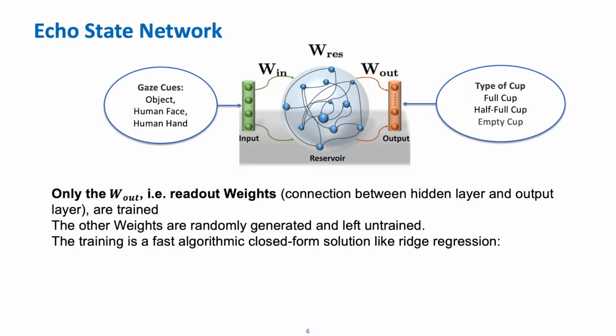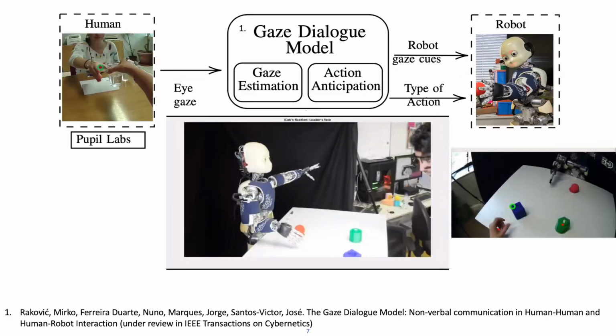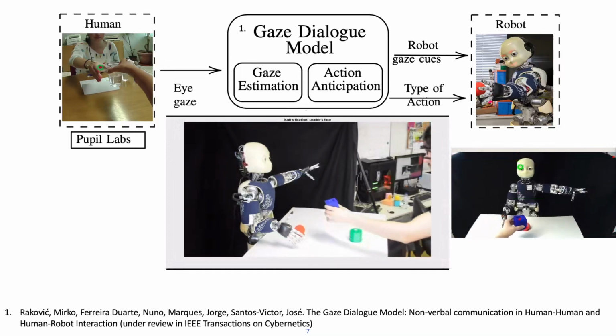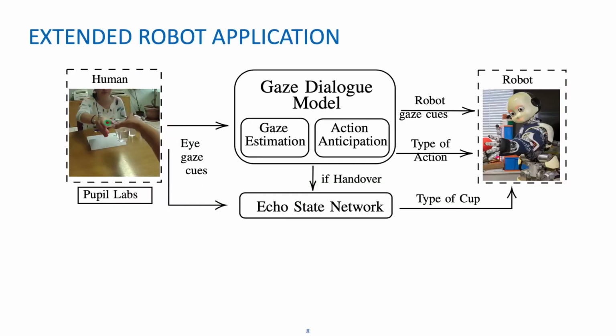Because it's very easy to train, and it's a very fast algorithmic approach, which saves a lot of trouble during online classification. We wanted to include this model into our gaze dialogue model, which takes gaze fixations from humans and tries to also classify if the human is performing a pick and place or a handover, and we extend this by including the Nichols-Taylor network in the handover and try to classify if the cup is empty, half full, or full.